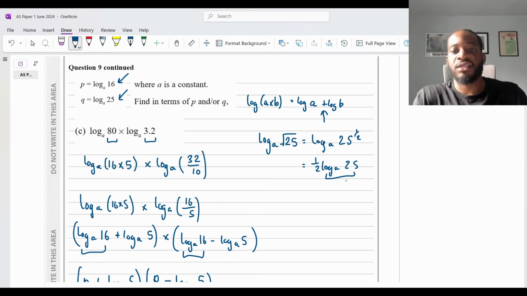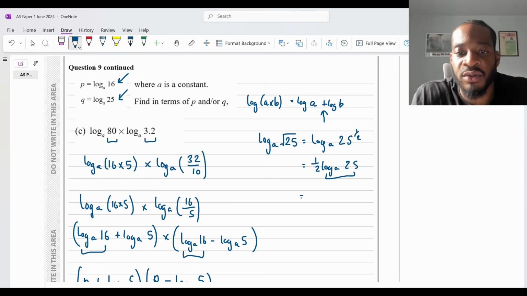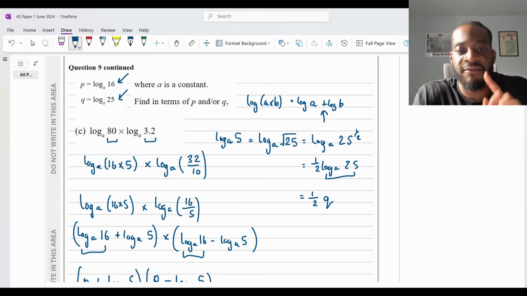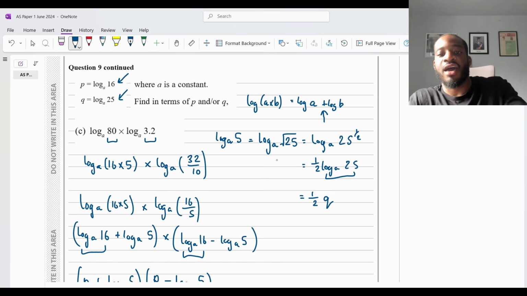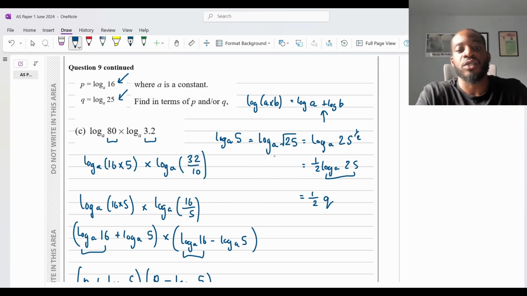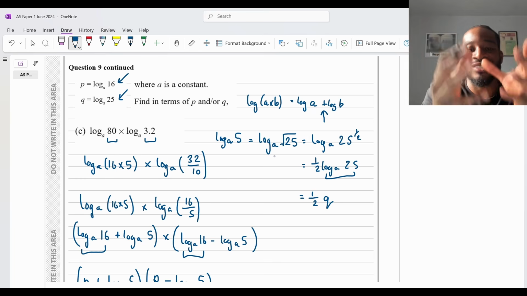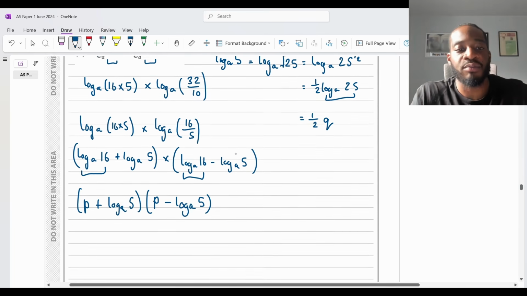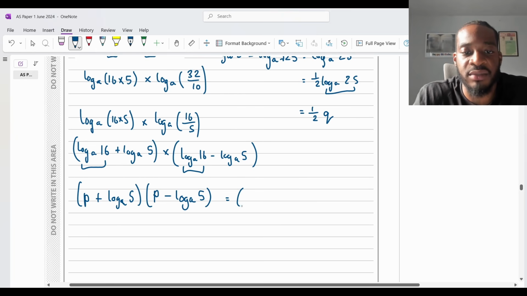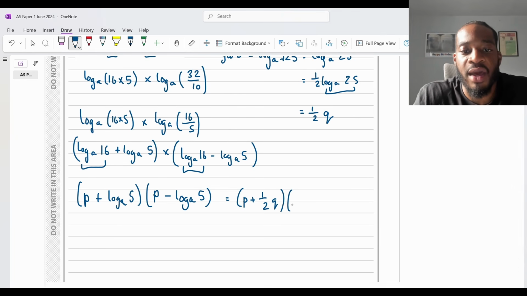Now, again, we've seen this before. That is just what Q is. So therefore, it's just a half of Q, right? So let me just write this out, log base A of 5, just so you can see it step by step. We said 5 is the same as the square root of 25, and then changed it to a half, brought the half down. We got the log base A of 25, which we know is Q. So therefore, log base A of 5 is half of Q. So that means I can put that there. So it actually just becomes P plus a half Q multiplied by P minus a half Q.